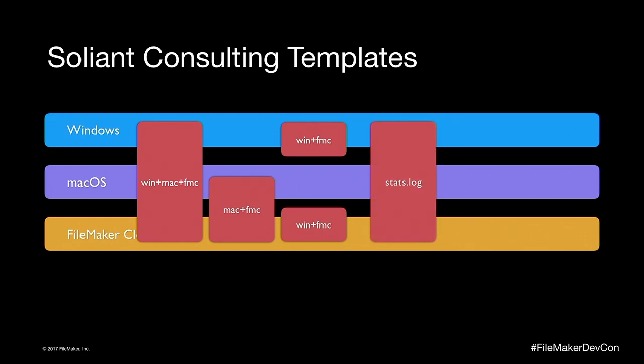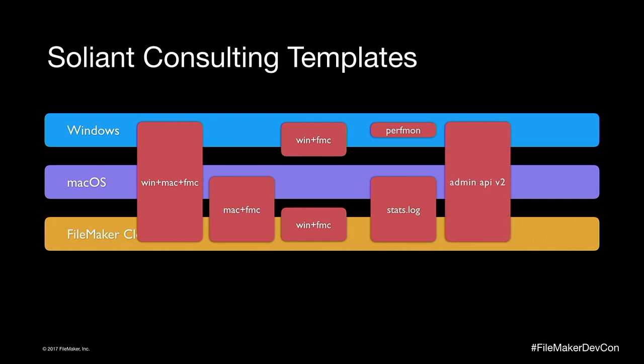The stats log is a bit of an odd duck because there is a stats log that works the same on all three operating systems, but on Windows, everything that FileMaker Server writes to the stats log, you can also get with the standard Windows perfmon tool. So we have chosen to use the Windows perfmon tool for Windows deployments. That's the reason that we use the stats log only for Mac OS and FileMaker Cloud.